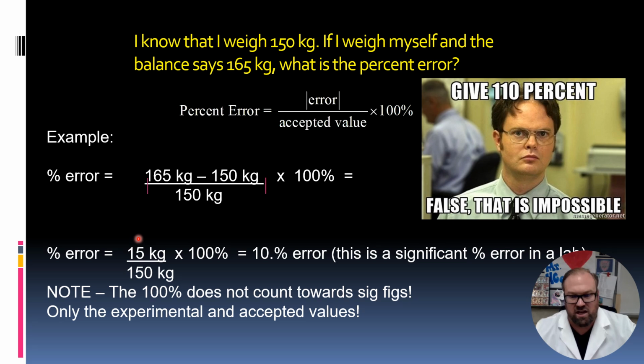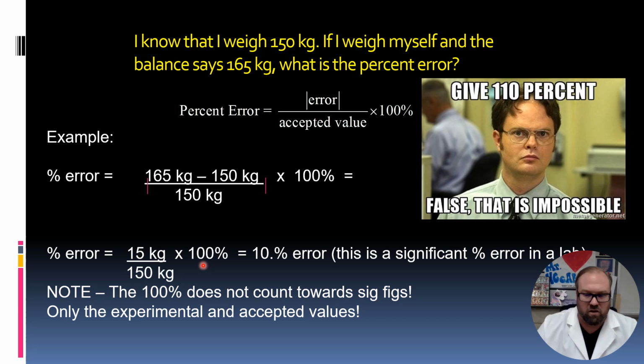So like 15 is 2 sig figs, and 150, the way it's written, is 2 sig figs. So we want 2 sig figs in our percent error. The 100% doesn't count for that. That's kind of a definition of how we convert to percents. So we look at it almost like a conversion. We don't really count that for percent error. So just a quick note on how sig figs work.